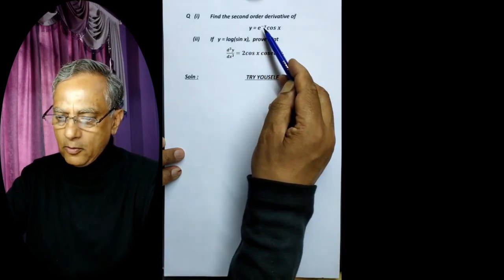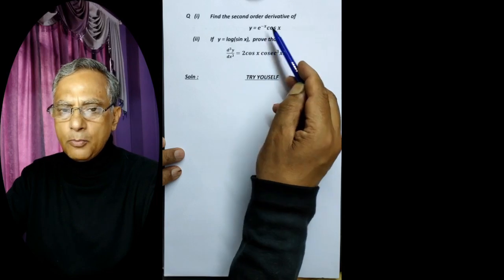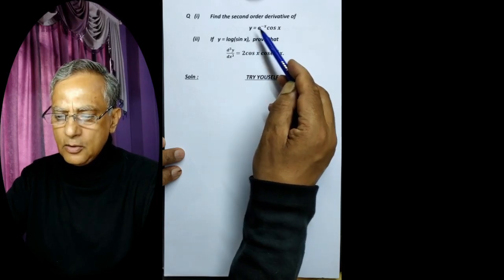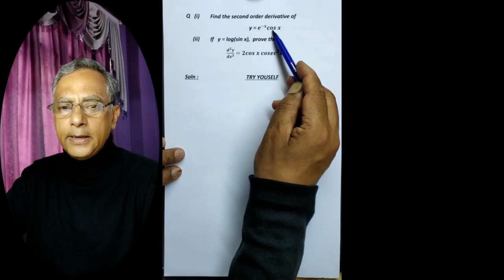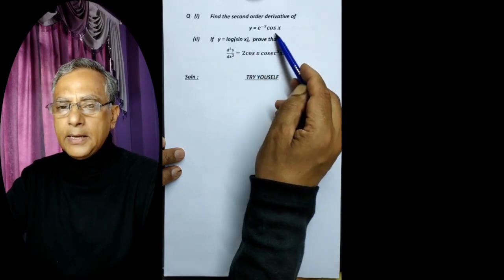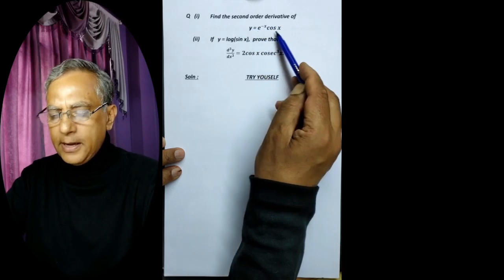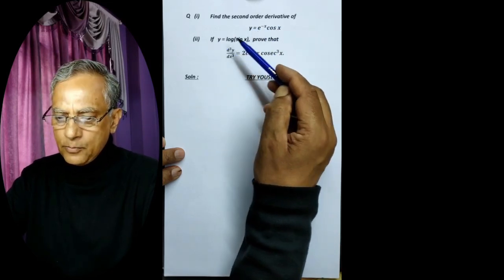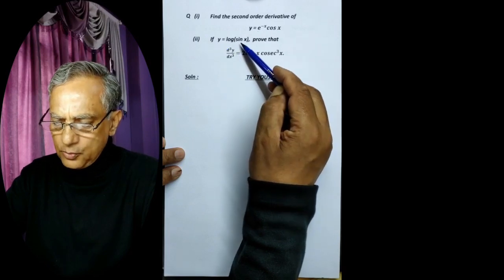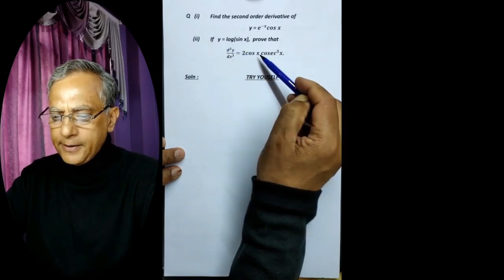y is equal to e^(-x) cos x. Differentiate both sides with respect to x. What we will get, dy by dx, is use product rule here and obtain the answer. Differentiate it again and we will get the second order derivative. Similarly in this, y is equal to this, we have to prove that the third order derivative is this much.